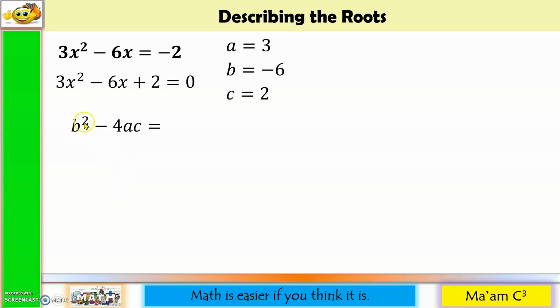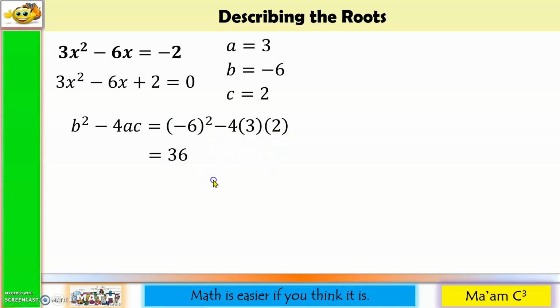So we have b squared. Our b is -6, so we have (-6) squared. Make sure you enclose it in a parenthesis. And then minus 4, multiplied by a. Our a is 3. And our c is 2. -6 squared is 36. 4 times 3 is 12. 12 times 2 is 24.